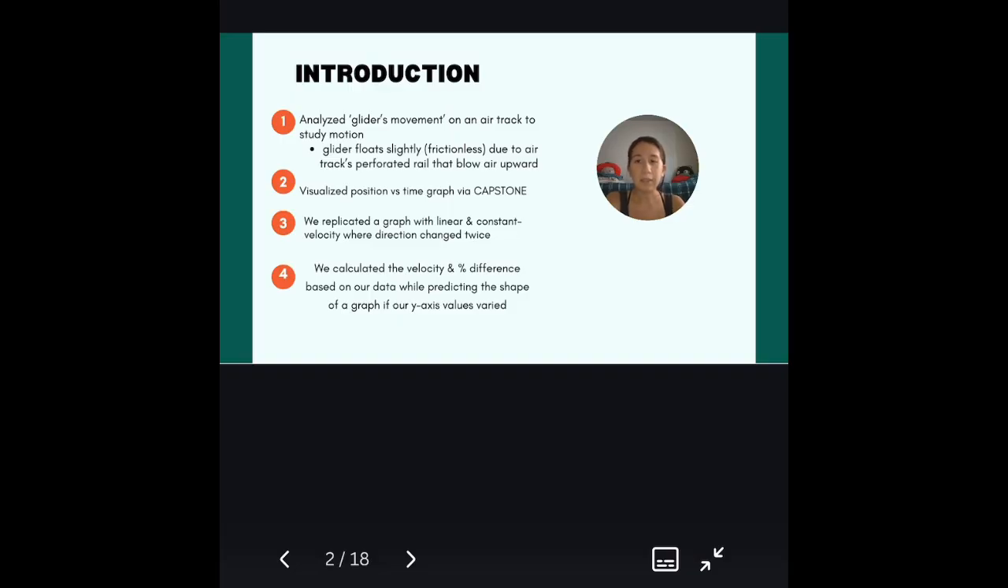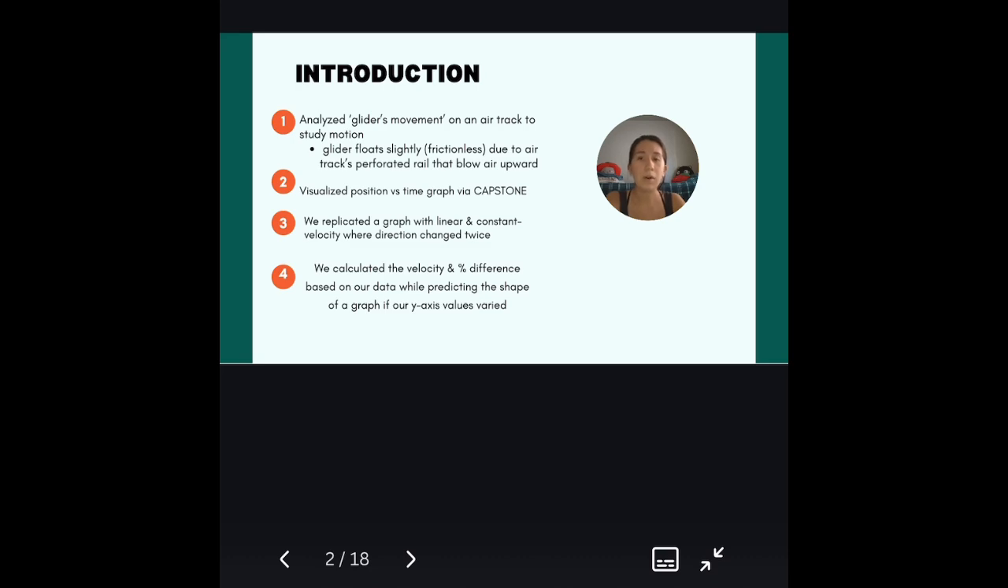A glider basically was able to float on a frictionless surface due to the air track's wheel having holes where air was blown from downward. And we were also able to visualize another position versus time graph using our software.